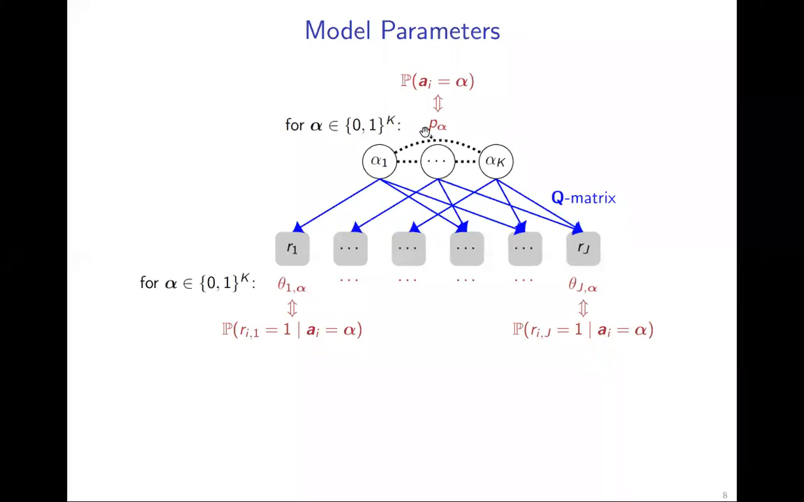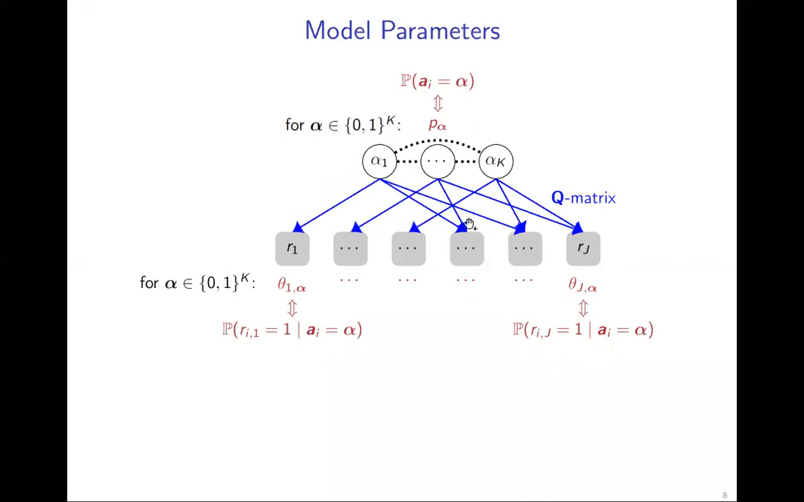So in this slide, I'm summarizing the model parameters that are used to describe the model. On the latent side, I'm adopting a most unstructured model for the latent profile distribution. So recall that here alpha is a K-dimensional binary pattern. Then I just, for each alpha, give it a proportion parameter p alpha, which represents what proportion of the entire population possess this pattern alpha.